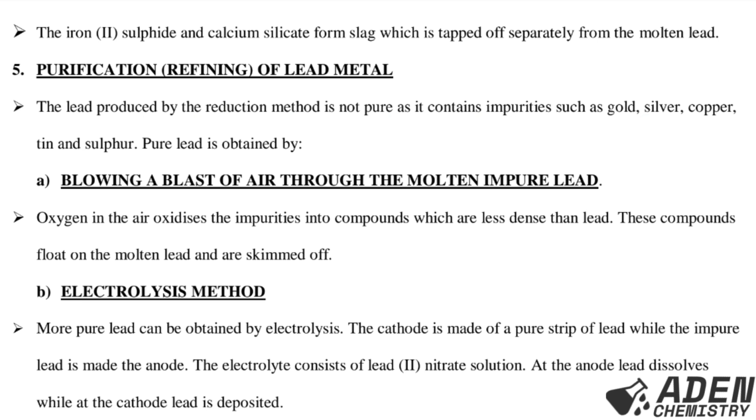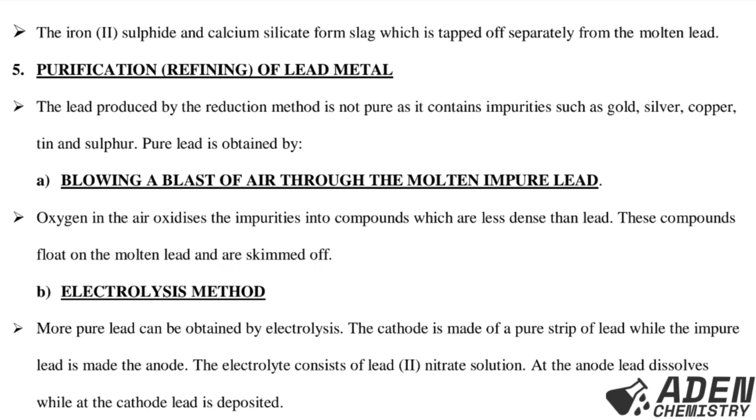Then we are told pure lead is obtained, the first way, by blowing a blast of air through the molten impure lead. How is it done? We are saying oxygen in the air oxidizes the impurities into compounds which are less dense than the lead, and therefore these compounds float on the molten lead and are skimmed off.